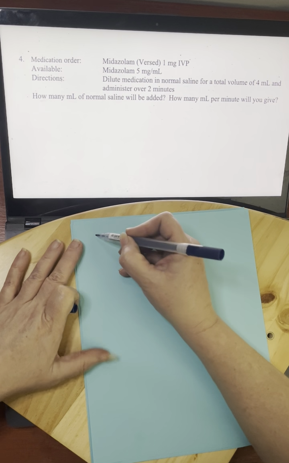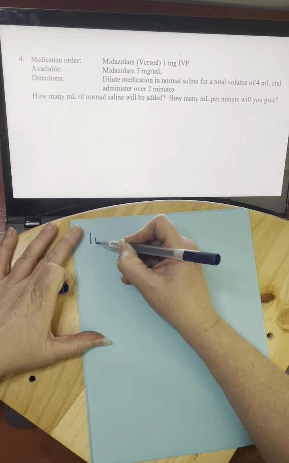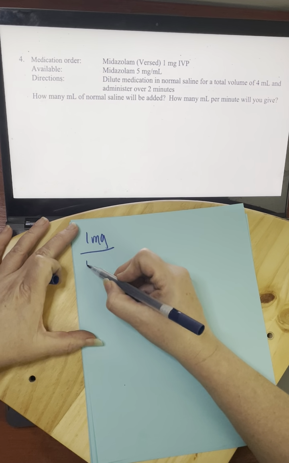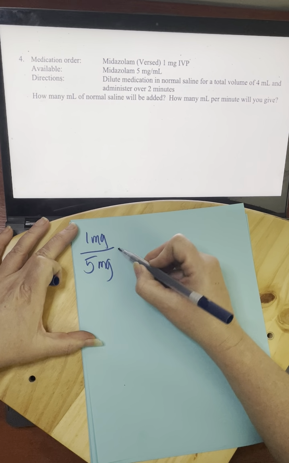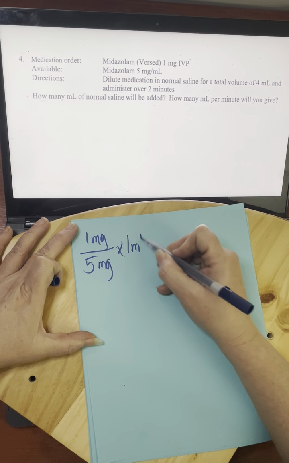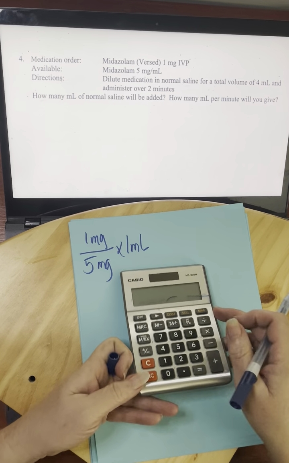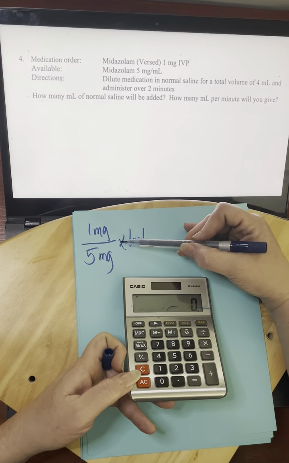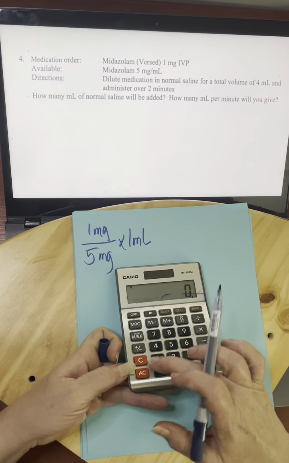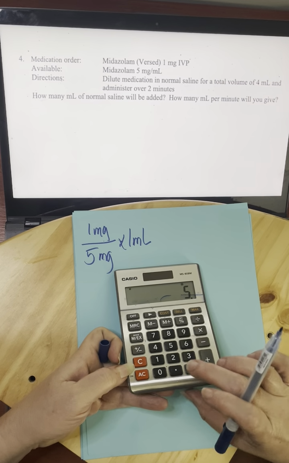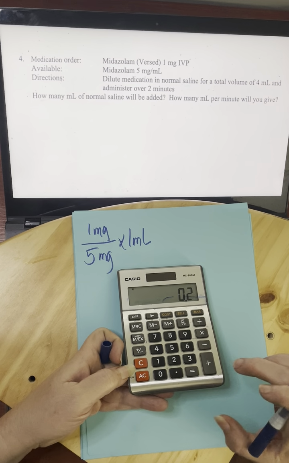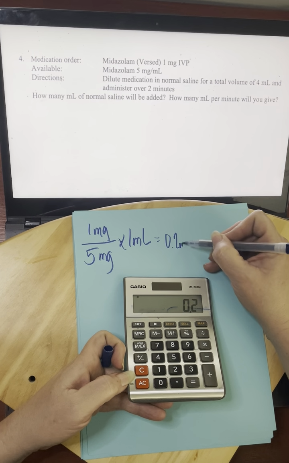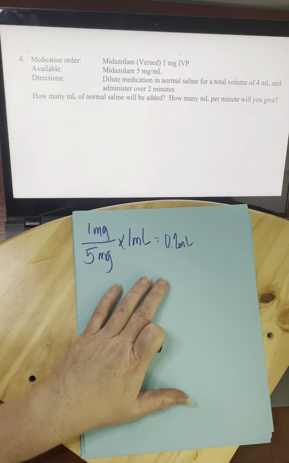So what the provider wants is 1 milligram. And what we have in our hand is 5 milligrams per 1 milliliter. Then we're going to do the math. This fraction says that divided by that times that. Here we go. 1 divided by 5 equals 0.2. So we're going to have to pull 0.2 milliliters out of that vial.